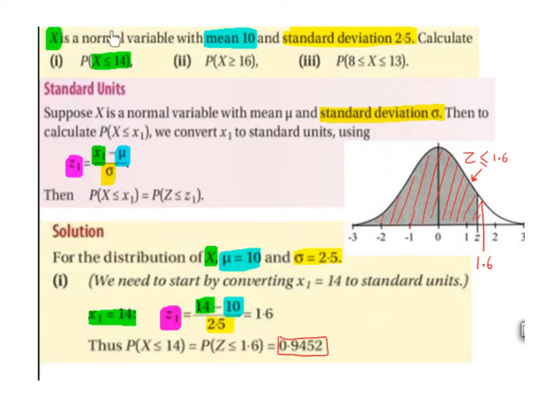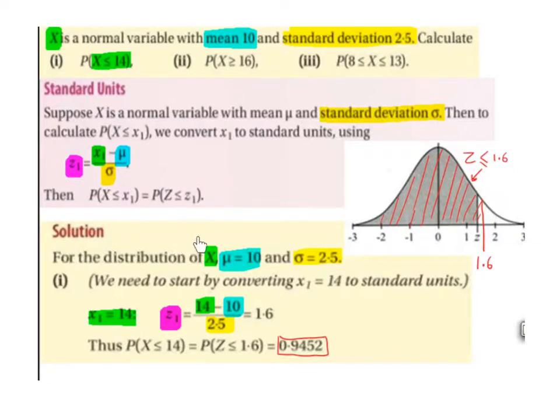X is a normal variable with a mean of 10 and standard deviation of 2.5. Calculate the probability that x is less than or equal to 14, the probability that x is greater or equal to 16, and the probability that x lies between 8 and 13. So we're going to use our standard units formula to help us with this. Our standard units formula states that Z1 is equal to x1 minus the mean divided by the standard deviation.